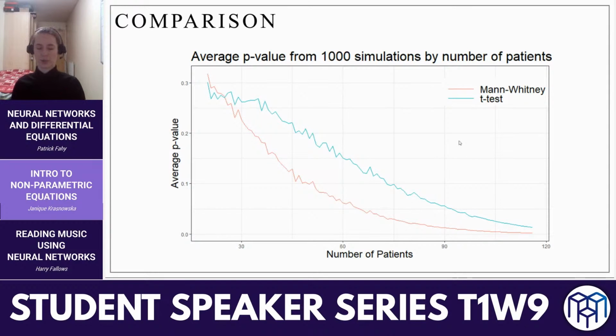And that is especially important if we're working with some rare disease where we couldn't have so many patients. We would need a significant result quite quickly, and we couldn't recruit so many patients. The non-parametric method is also doing so well here because of the outliers, and parametric tests really don't deal well with outliers.